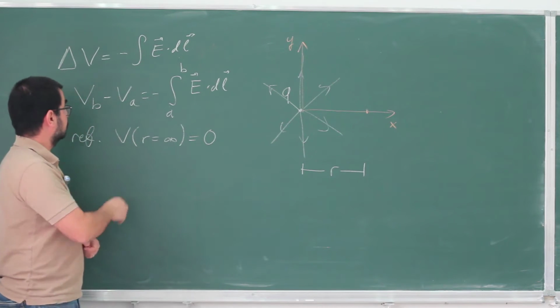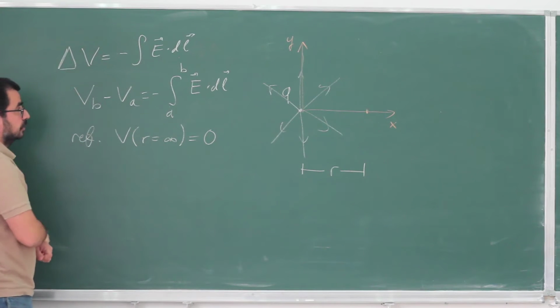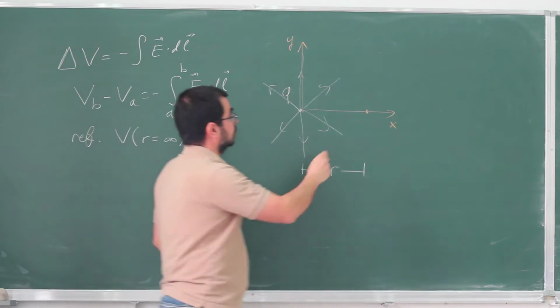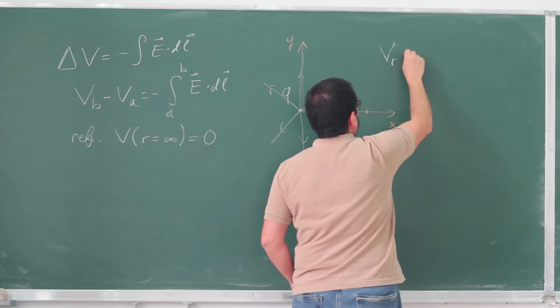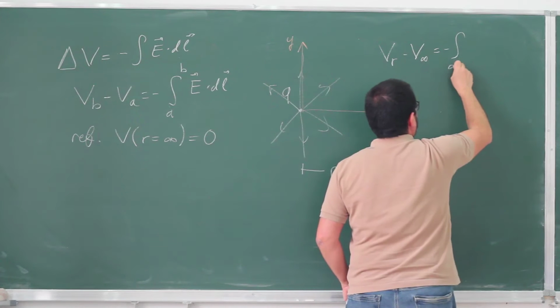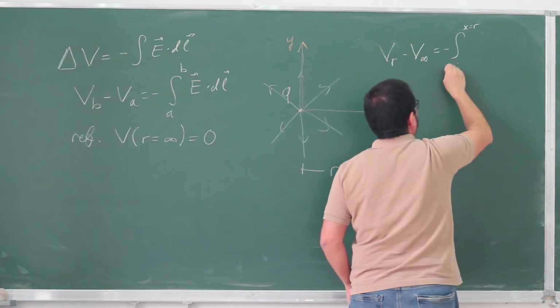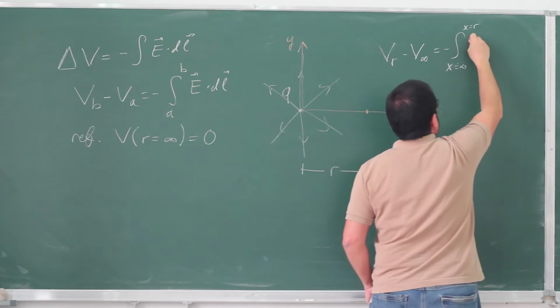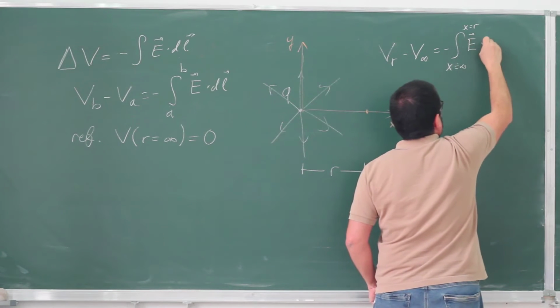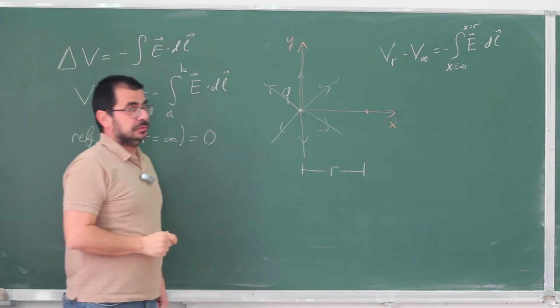So I want to now get something simple over here. So I will try to put the potential at infinity over there. So potential at r minus the potential at infinity is going to be minus the integral from infinity to this point x equals r. So let's call this x equals infinity. E dot dl. Okay.